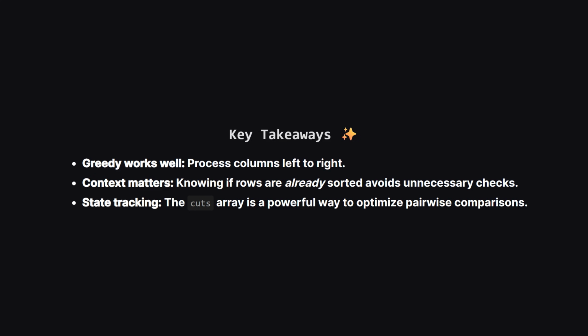So let's wrap it up. We looked at two ways to solve this. First, we had the intuitive approach of building strings, which helped us understand the problem. Then, we optimized it by tracking the state of row pairs using a Boolean list. This second method is efficient and shows how keeping track of sorted status can save us a lot of work.